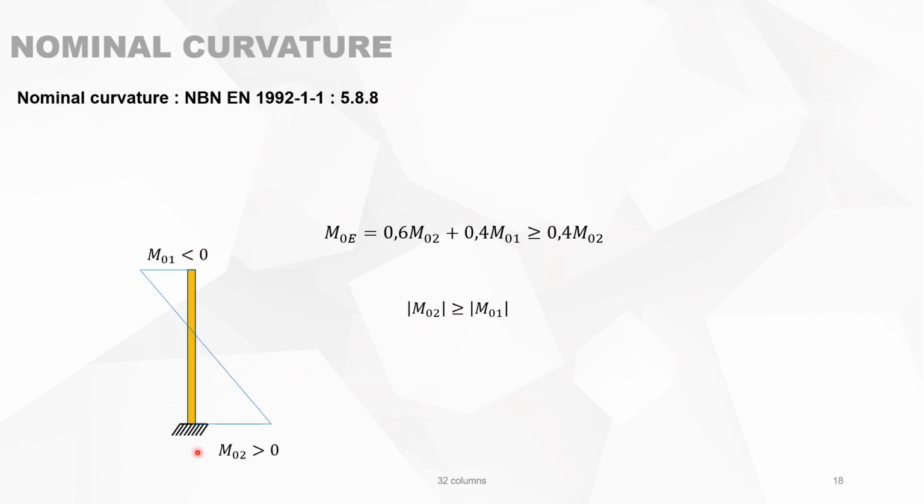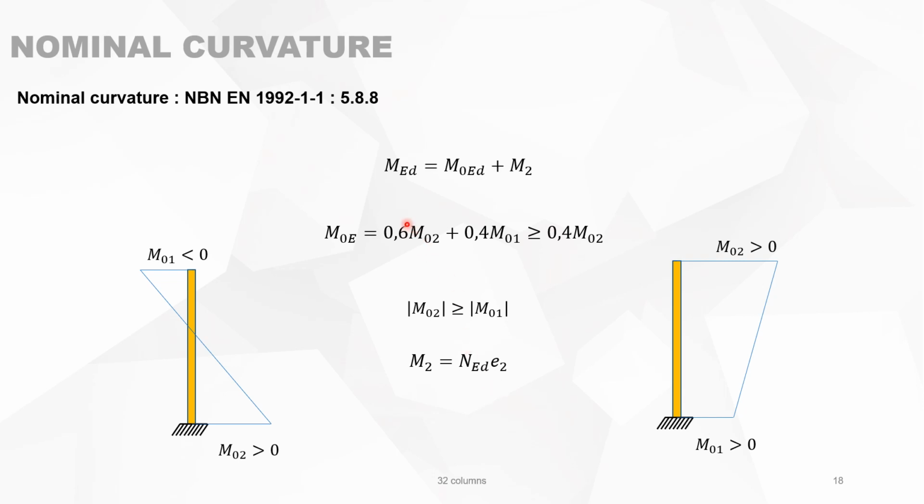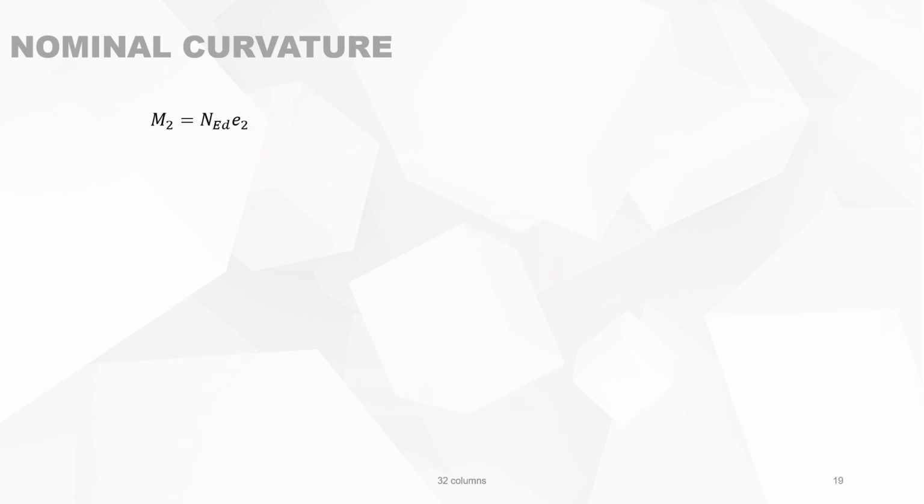So you can have this case, for instance, or you can have this case. And M2 is, of course, the second order bending moment. It's the normal force times the eccentricity e2. And MEd, the total bending moment on the column, is the first order bending moment plus the second order bending moment, just like seen in the previous slide.